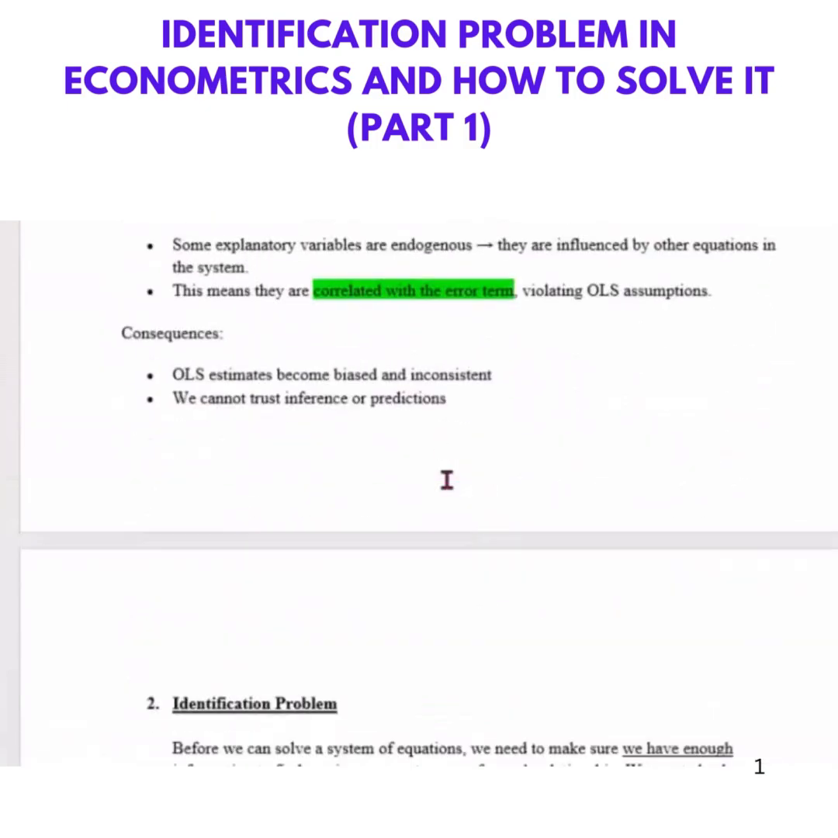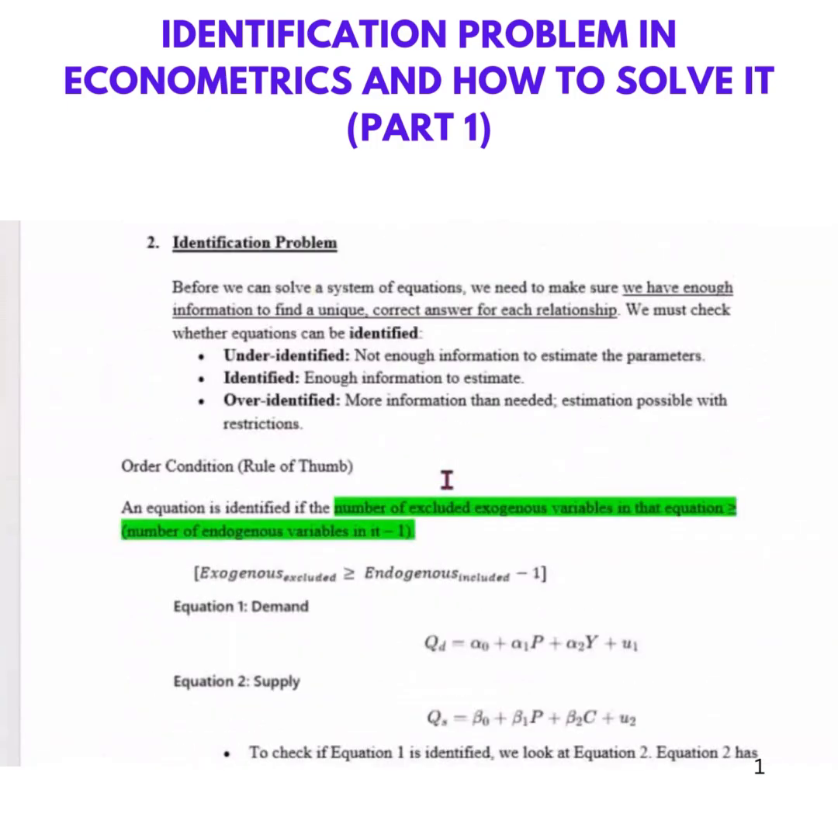So let's go to the second problem, the identification problem. So you're saying before we can solve a system of equations, we need to make sure we have enough information to find a unique, correct answer for each relationship. We must check whether equations can be identified.